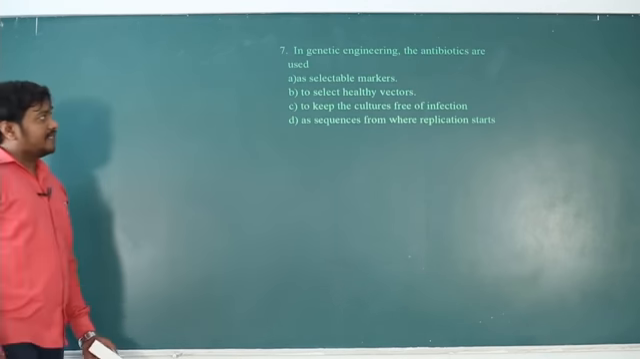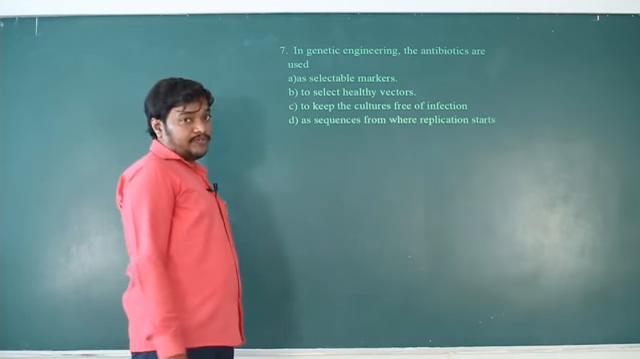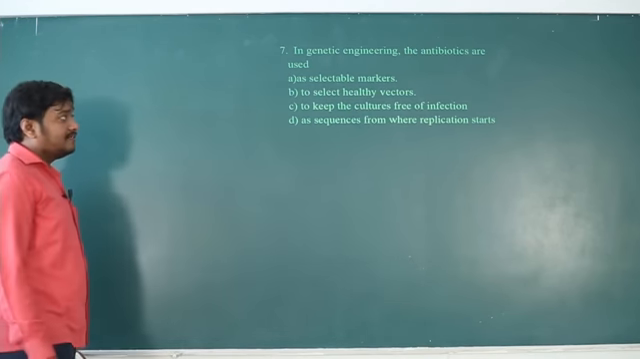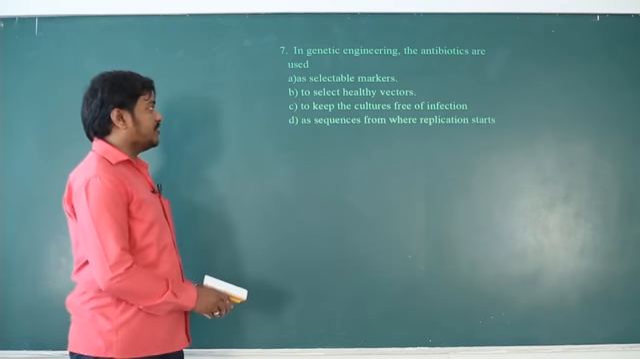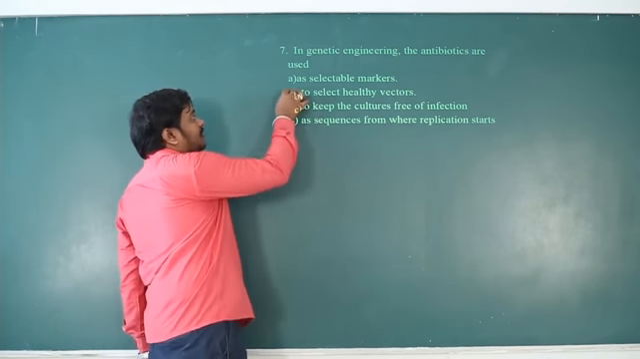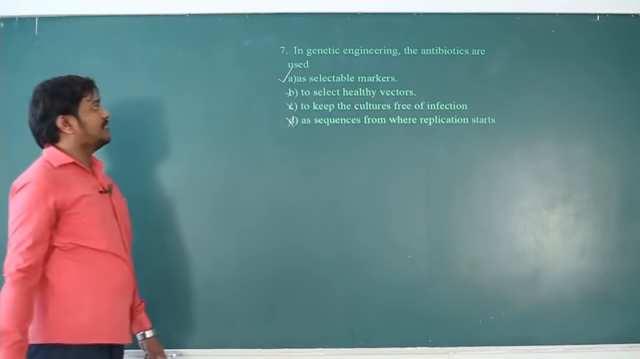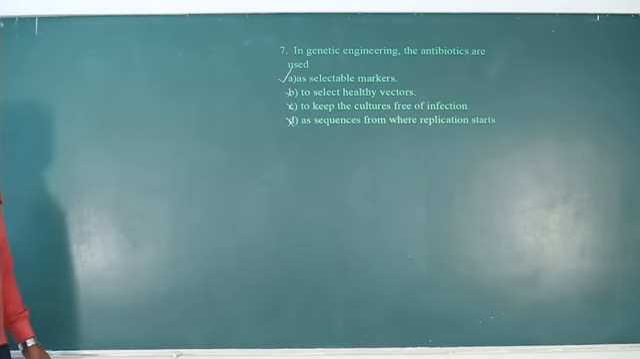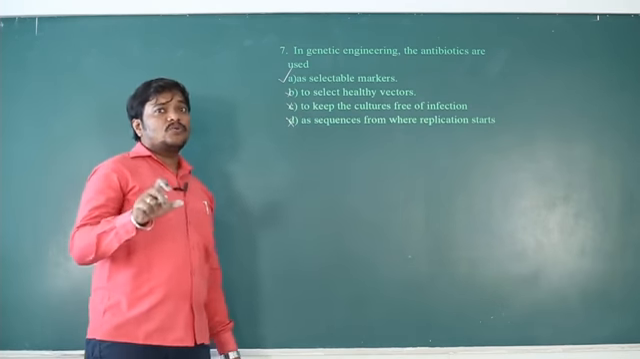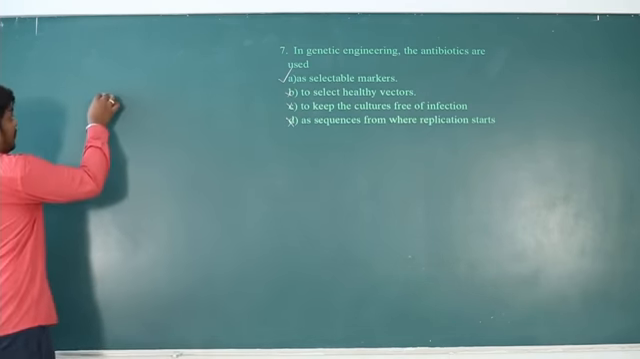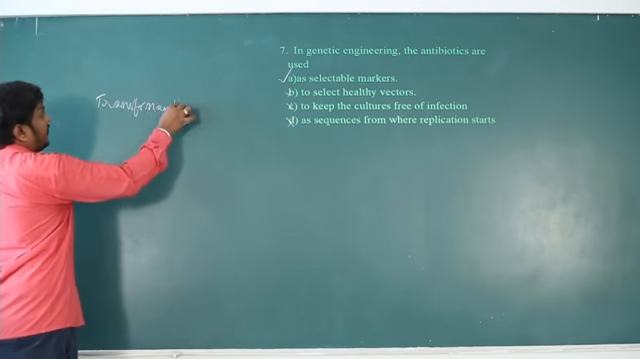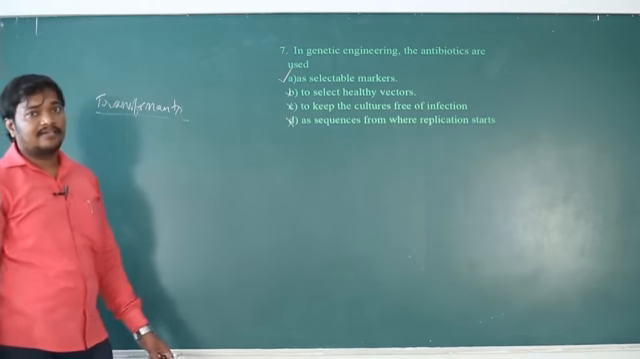Yeah. 7. In genetic engineering, the antibiotics are used. Okay, so what do we use antibiotics for? As a selectable marker, to select healthy vector, to keep the culture free from infection, or as a sequence from where replication starts. You can eliminate the others directly; choose the option: as a selectable marker. So what is a selectable marker? A selectable marker is used to isolate the transformants. To isolate the transformants, we can use the antibiotic resistant gene.